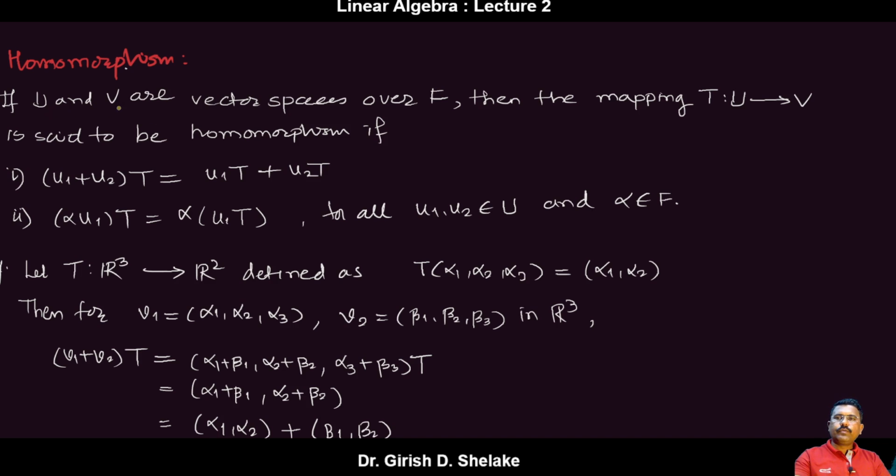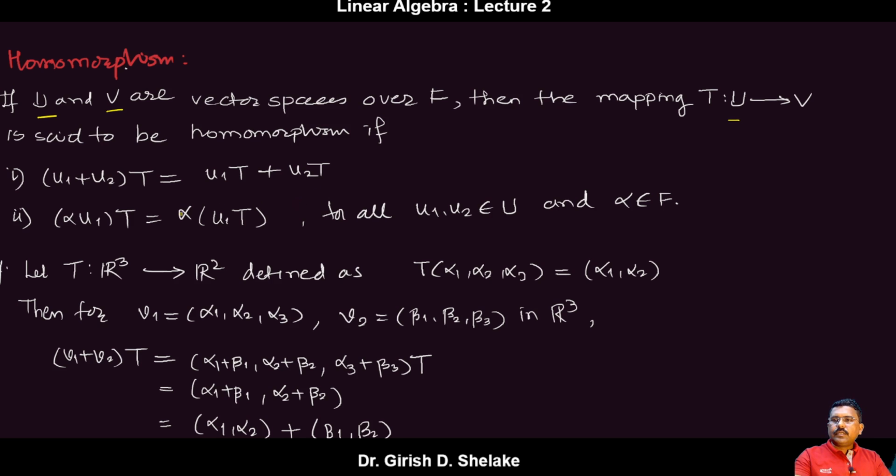Here, if U and V are two vector spaces over a field F, then the mapping t defined from U to V is said to be a homomorphism if the first condition is (u1 + u2) operated by t is equal to u1 operated by t plus u2 operated by t. It means t must preserve the addition operation from U to V.